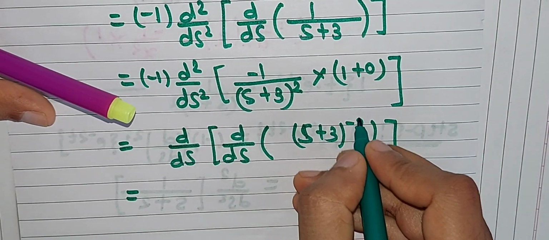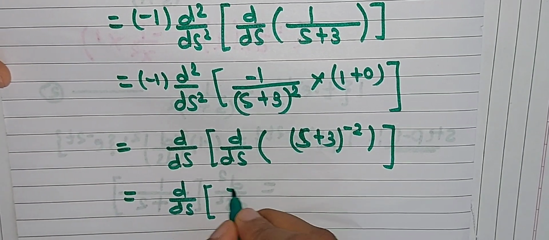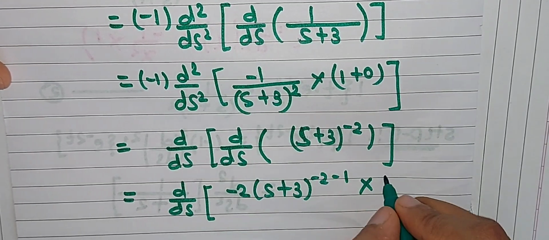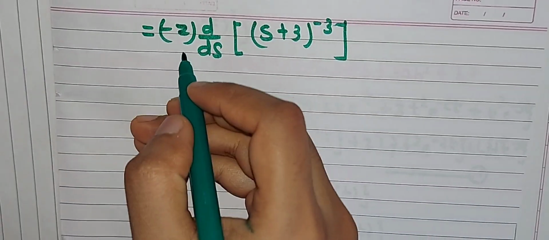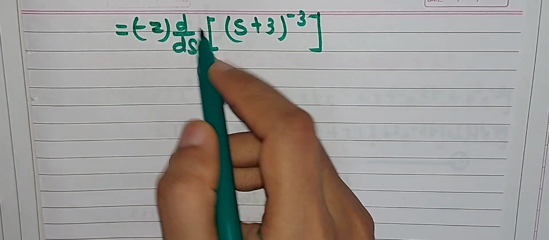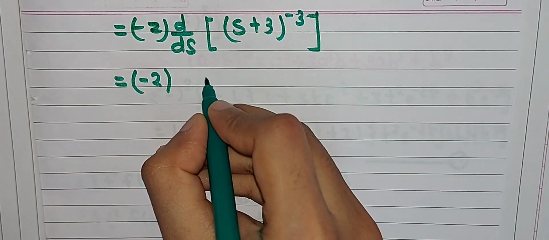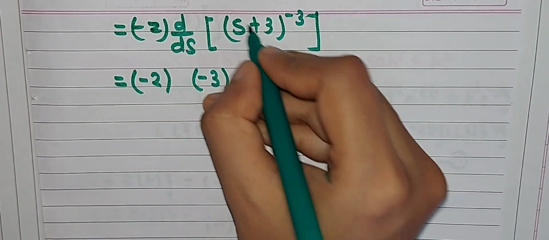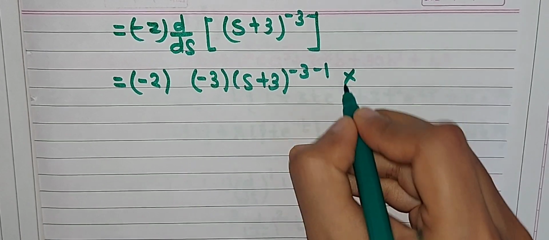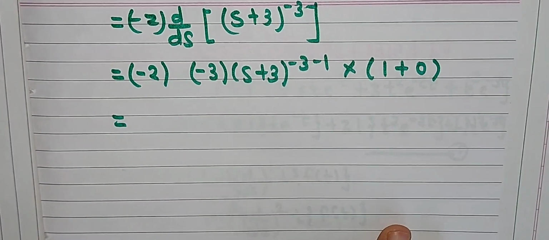Okay, so similarly here we have n as minus 2, therefore d by ds of the first function is minus 2 into s plus 3 raised to minus 2 minus 1 into derivative of this function, that is 1 plus 0. Okay, hence we have obtained this minus 2 into d by ds of s plus 3 raised to minus 3. Now let us calculate the last derivative. For that purpose minus 2 we will take as it is. Next this value will give us, n is equal to minus 3, therefore minus 3 into the function s plus 3 raised to minus 3 minus 1, that is n minus 1, into derivative of this inside function, that is 1 plus 0. Okay, so we have calculated all the derivatives one by one.